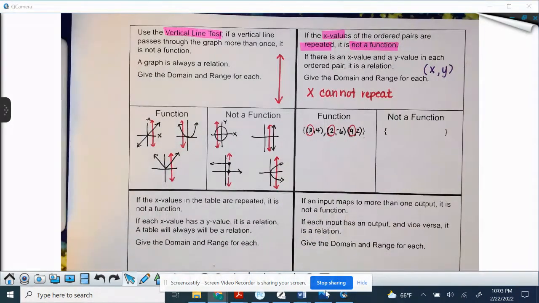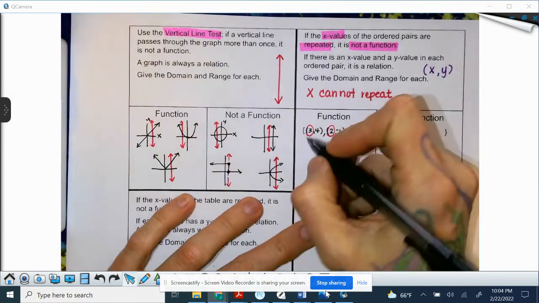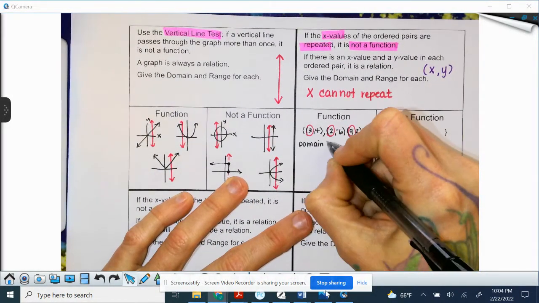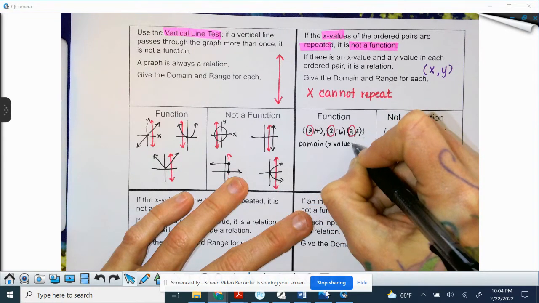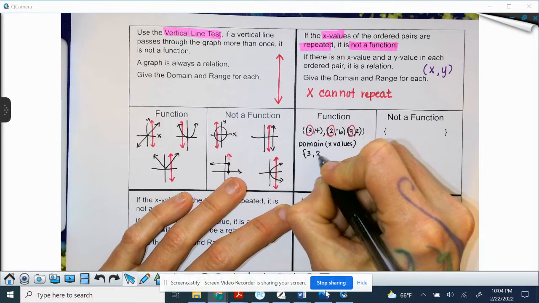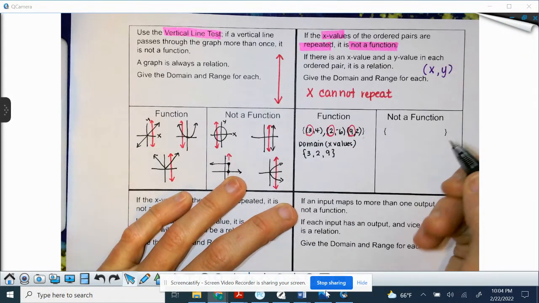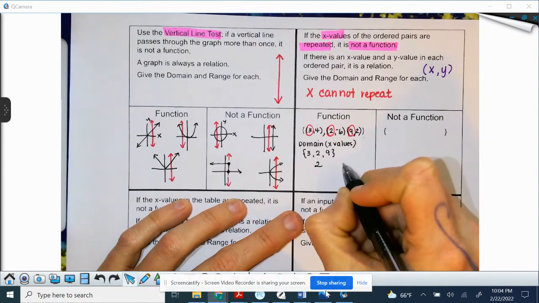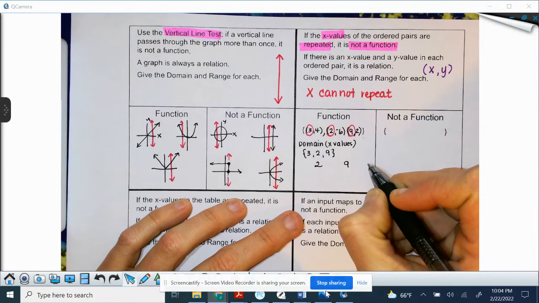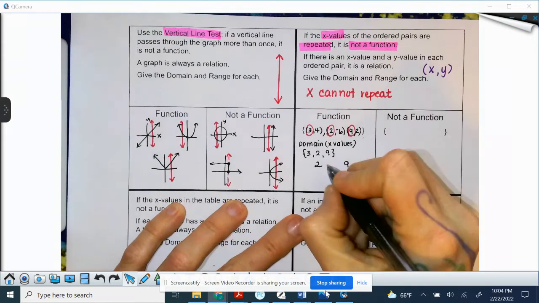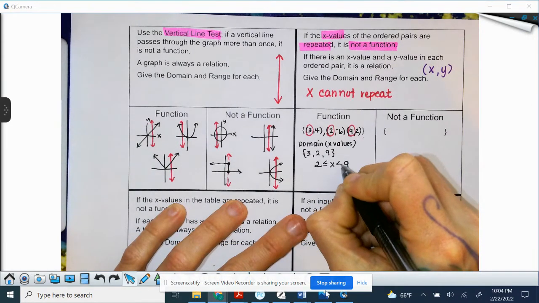Now, we are going to do domain and range on this one because it's fairly easy. Because again, you're looking at all of your x values. So your domain is all x values. It's always your x values. So that means our domain, we could write it as a list, would be 3, 2, and 9. Or we can write it in interval notation, and that's going to take your smallest one and then your largest one.